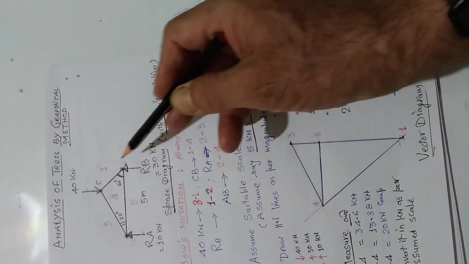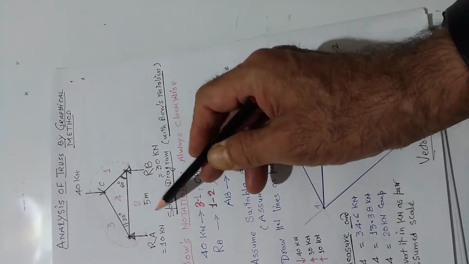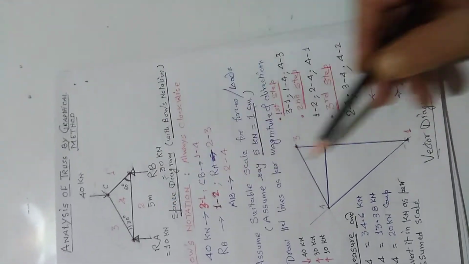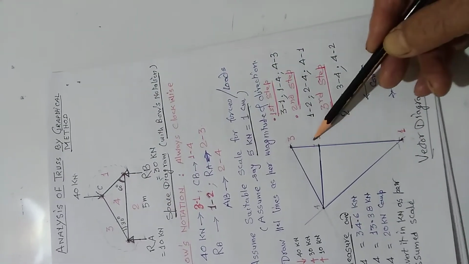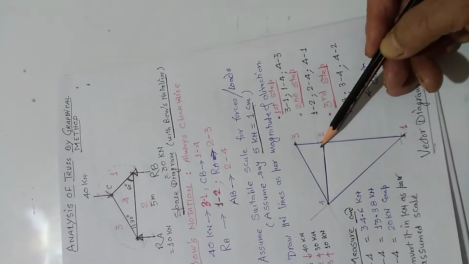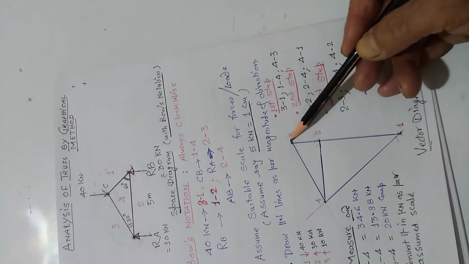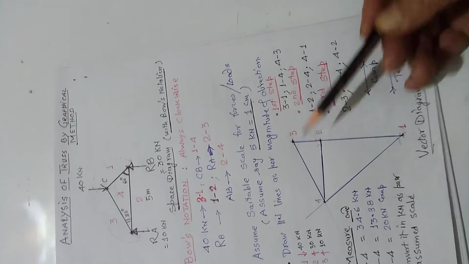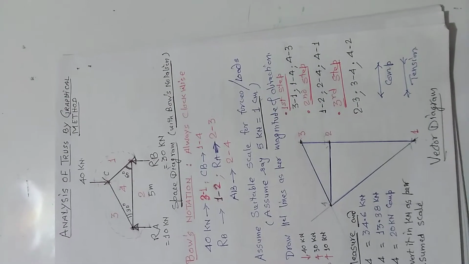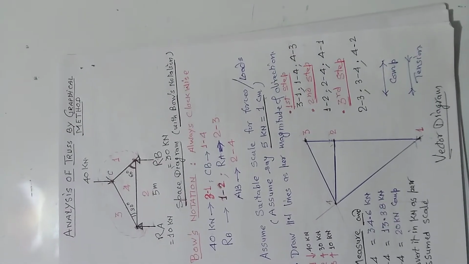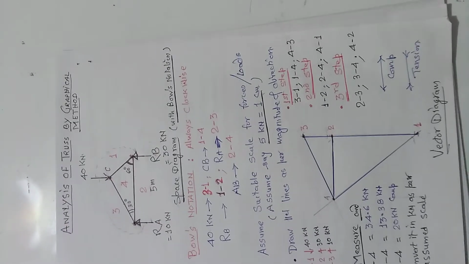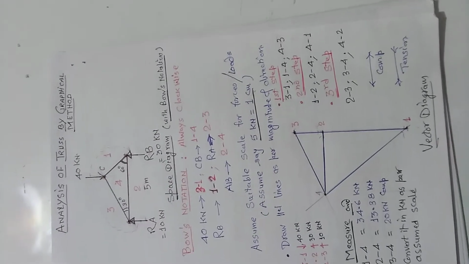Now from here, 1 to 2, it is 30 kilonewton upward. From 1 to 2 upward, this is 6 centimeter, and automatically the remaining comes out to be 2 centimeter. Once these known forces have been drawn, then we will start with the unknown members, calculating the forces in the unknown members.